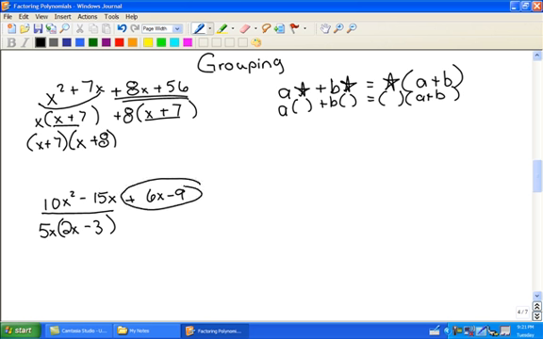Looking at the last two terms, what do positive 6x minus 9 have in common? And you're going to say that those have a positive 3 in common. If we pull out a positive 3, 3 times 2x will give me the 6x, and 3 times minus 3 will give us a negative 9. Now factoring by grouping only works if these two parentheses match. Since they match, we're going to pull out the common factor of 2x minus 3, and we'll be left with 5x plus 3.